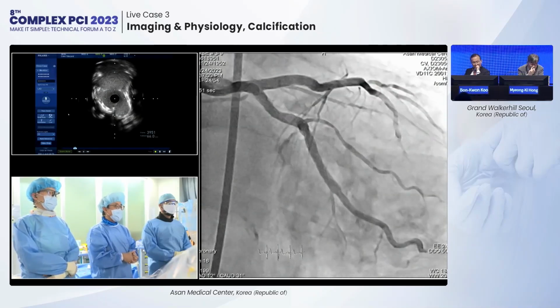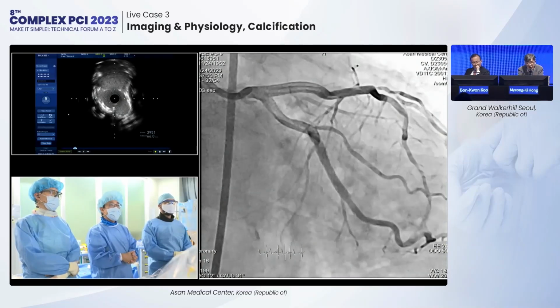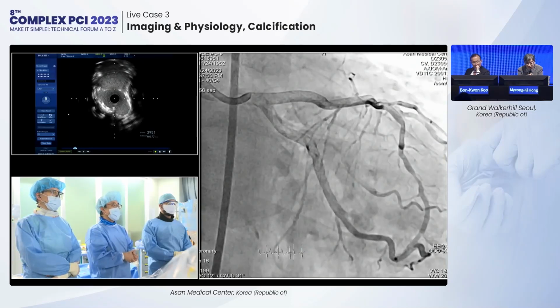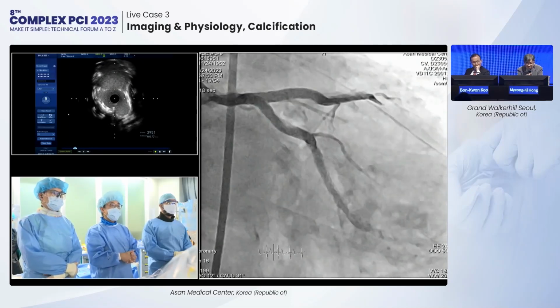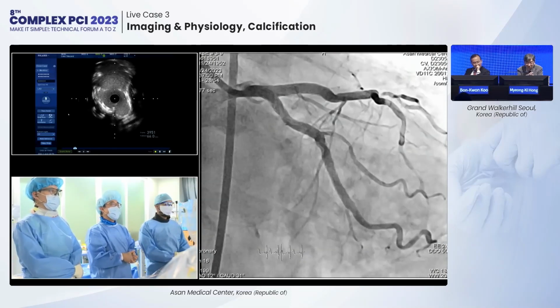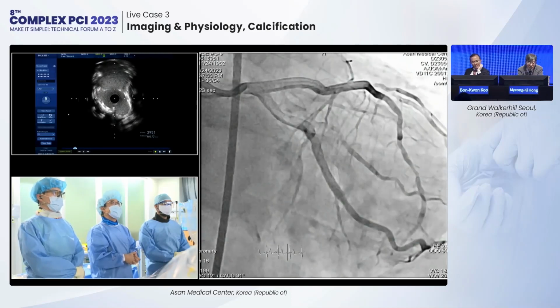And the final focus is the left main bifurcation. Only one segment had a stent strut. If there were no stent strut, it would be very, very perfect. Anyhow, the current finding is an excellent finding.